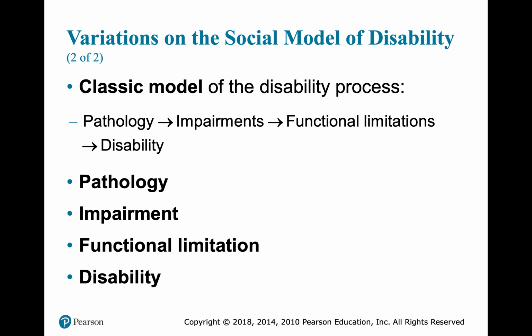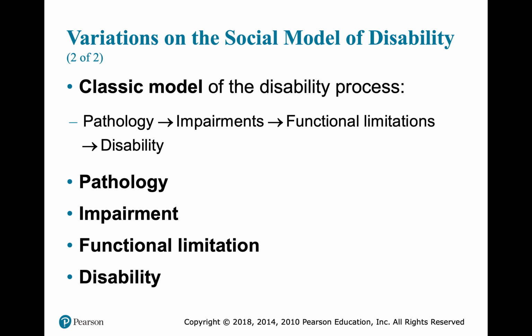Okay, so the classic model within that social model is that there's an emphasis on the relationship among 4 main factors: pathology, impairment, functional limitation, and disability. With the pathology or diagnosis aspect, we see the individual's diagnosis, disease, injury, condition, or illness. So that's what we see there.